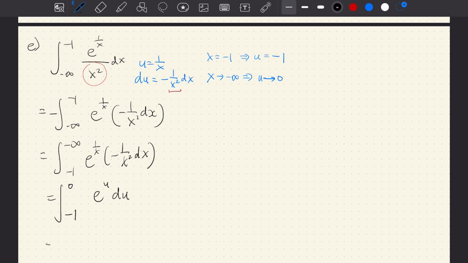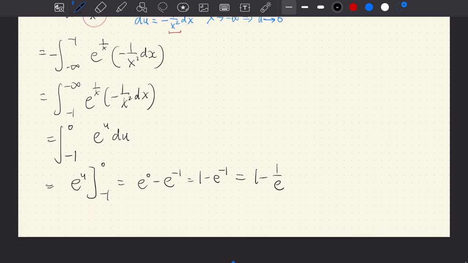Okay, so here you can integrate e to the u, which is e to the u. You evaluate from 0 to negative 1. So this is equal to e to the 0 minus e to the negative 1, which is 1 minus e to the negative 1, or you can write it as 1 minus 1 over e. Okay, so this is subproblem E.